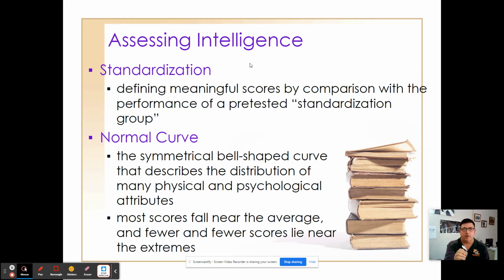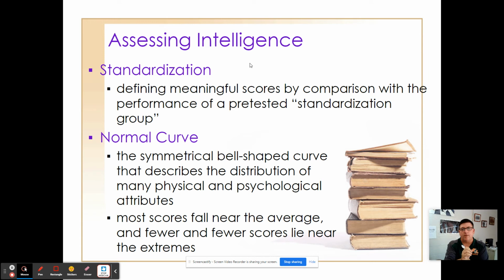All right, assessing intelligence: standardization and the norm curve. Standardization is so important, okay? So important. It is essentially the sample for an experiment. If there's no sample, experiments are meaningless. Without standardization, a test is meaningless. It compares the performance with a pre-tested standard group, the baseline.